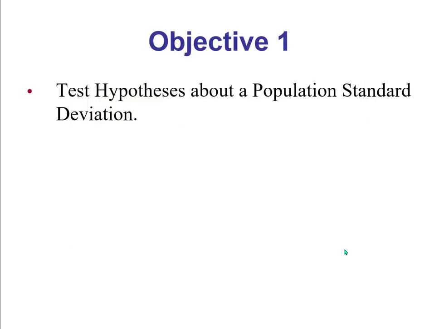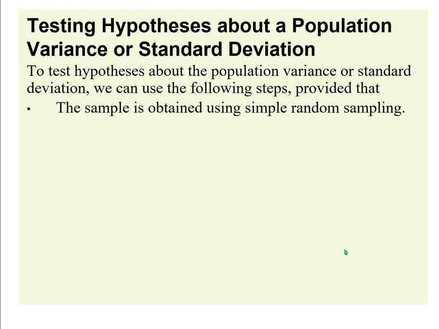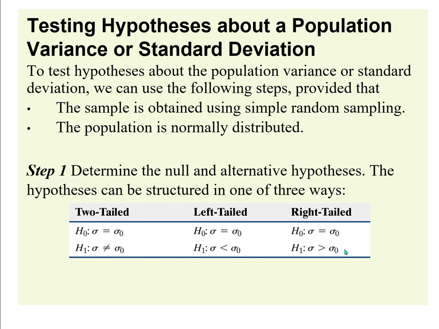So what we're going to do is test hypotheses about a population standard deviation. Let's walk through the steps for that. In order to test our hypotheses about our population standard deviation or variance, we can use the following steps, given that the following are also provided. The sample has to be obtained using simple random sampling. And also, like I said a little while ago, the population has to be normally distributed in order to use this. So here are our steps.